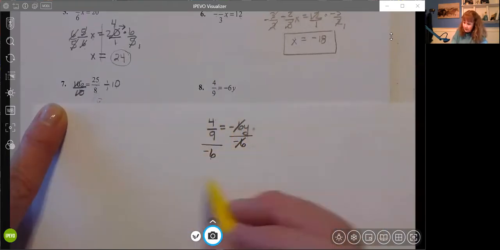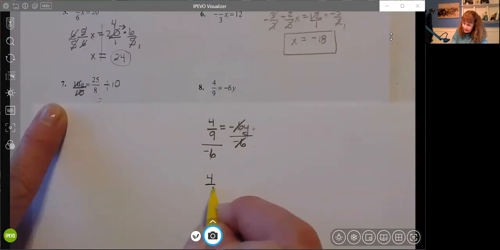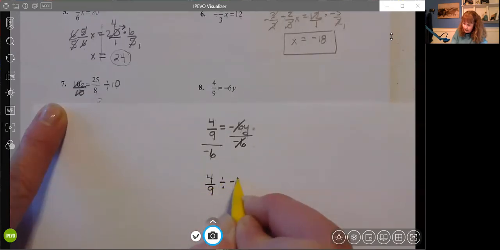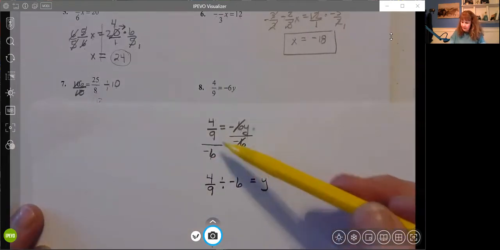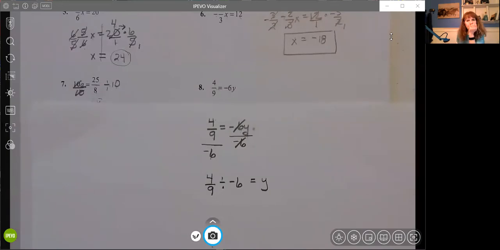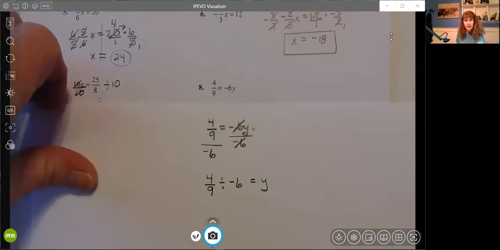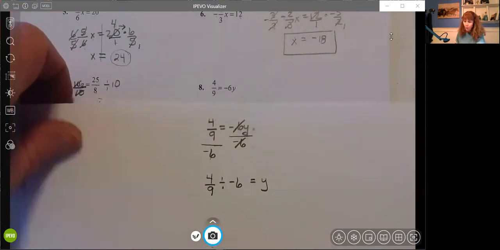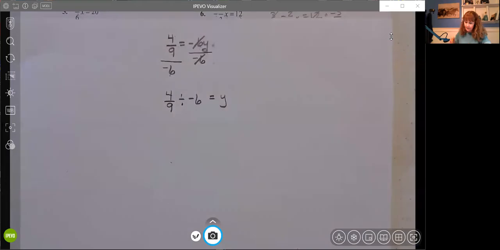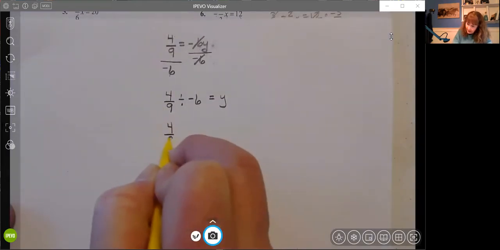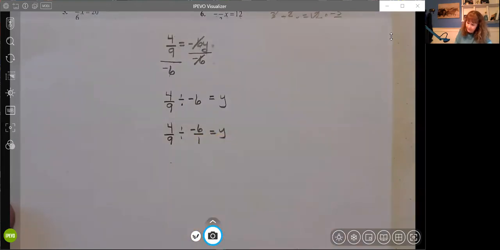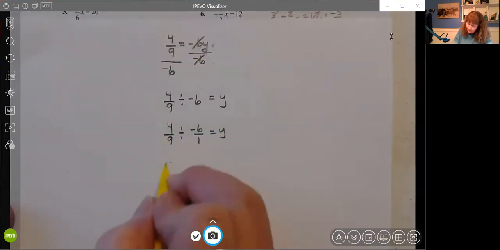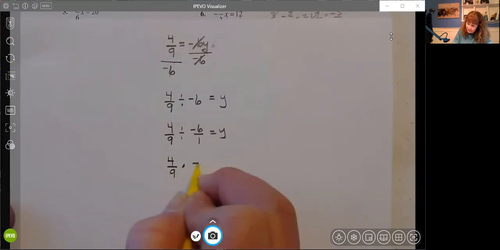So this is a complex fraction, so I have 4/9 divided by a -6. These two statements mean the same thing. So then it's a copy dot flip. When we do the copy dot flip, we have to remember that the -6 is over 1. So we have a copy dot flip.